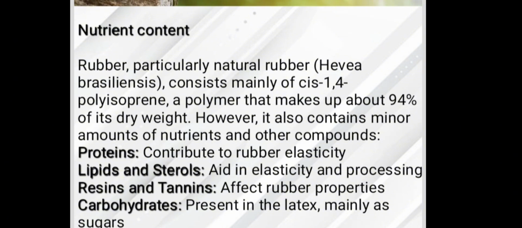Proteins contribute to rubber elasticity. Lipids and sterols aid in elasticity and processing. Resins and tannins affect rubber properties. Carbohydrates are present in the latex, mainly as sugars.